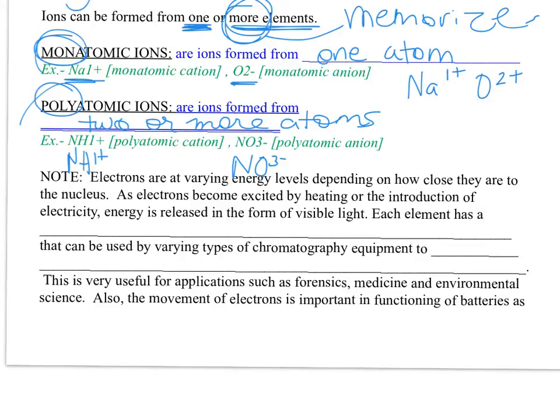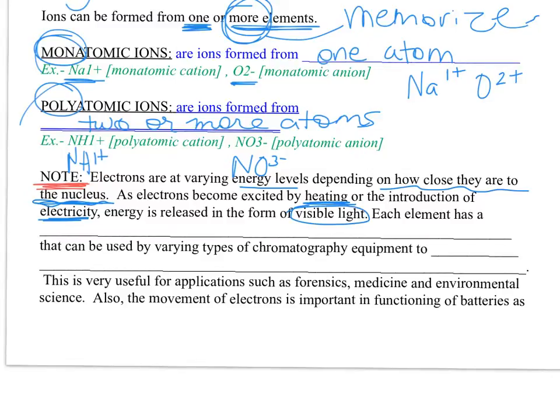In our note down here, I want you to just think about our flame tests that we did, or are going to do if we haven't done them yet. Electrons are at varying energy levels, depending on how close they are to the nucleus. That's what determines their energy level. How close are they to the nucleus? As electrons become excited by heating or the introduction of electricity, and we even talked about mechanical force, or are going to talk about mechanical force, energy is released in the form of visible light.